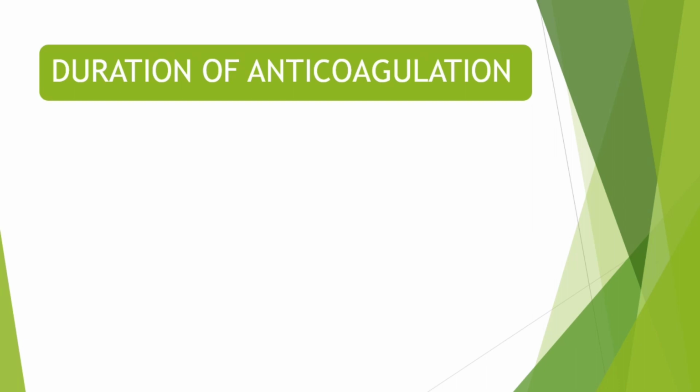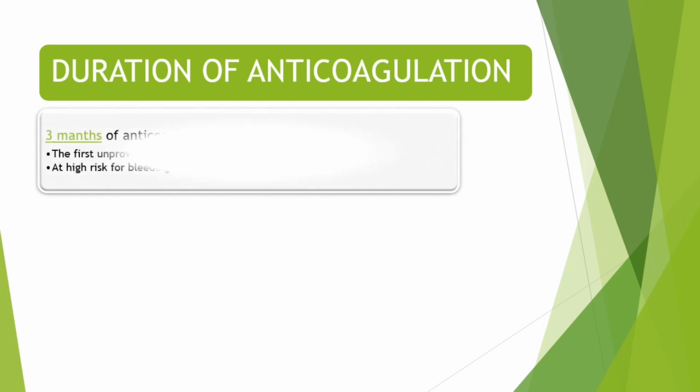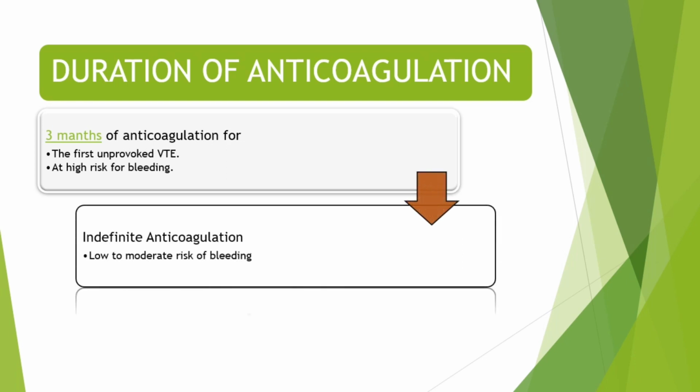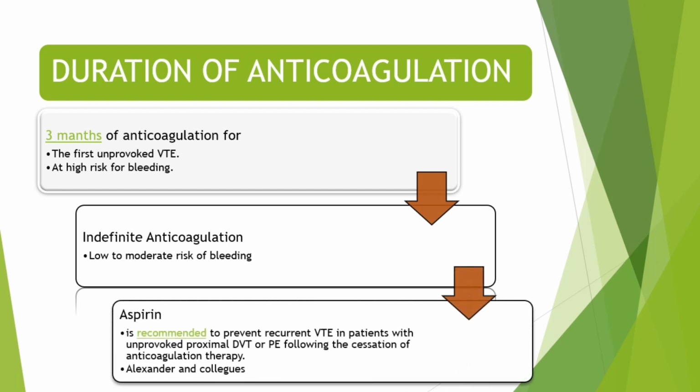Now the question arises that how long should anticoagulation therapy be continued in patients with deep venous thrombosis, and we know from the guidelines that 3 months of anticoagulation therapy is recommended for the first unprovoked VTE in those patients who are at high risk for bleeding. However, if the patients are at low to moderate risk for bleeding, indefinite anticoagulation should be recommended in those patients. With regard to aspirin, it is recommended to prevent recurrent venous thromboembolism in patients with unprovoked proximal DVT or PE following the cessation of anticoagulation therapy.